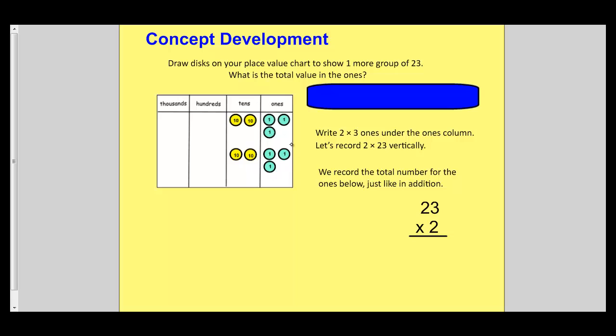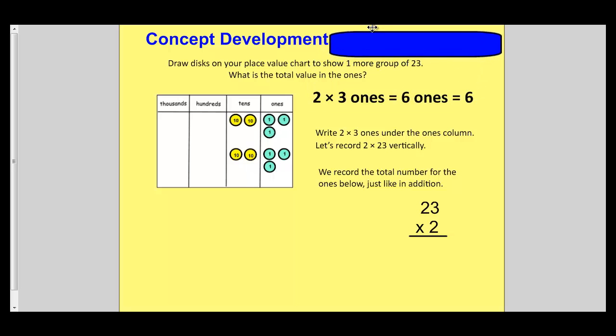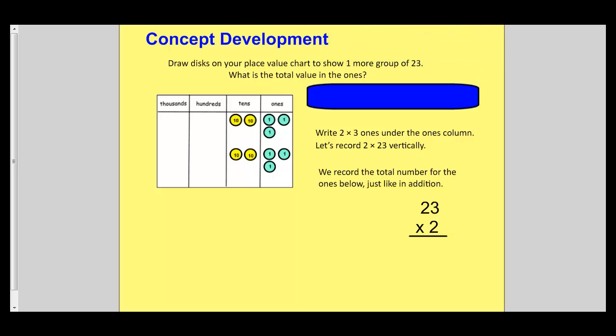So first, after we've doubled all of our place value numbers with our place value disks, now we're going to take a look at the ones place. What is the total value of the ones? 6, right? 2 times 3 ones equals 6 ones. So down here at the bottom, I want you to record the number of ones. You say 2 times 3 ones is 6 ones. Probably write it smaller than me.